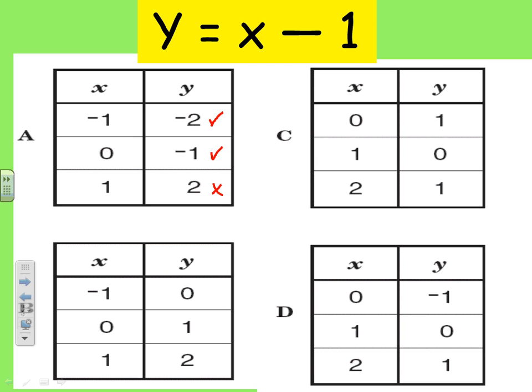I go down to B. Negative 1 minus 1 is not 0. So that's a table that would not work. I go to C. 0 minus 1 does not equal 1. That doesn't work. Let me check the last one. 0 minus 1 is negative 1. 1 minus 1 is 0. 2 minus 1 is 1. So D would be our correct answer.